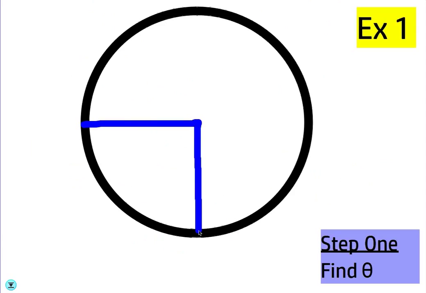Okay, so right off the bat, this is a 90-degree angle, and they're saying that this is 5 kilometers. Okay, that's all you need to know. You need to know the angle and you need to know the radius. Okay, or the diameter, but for this worksheet, it's all radius.